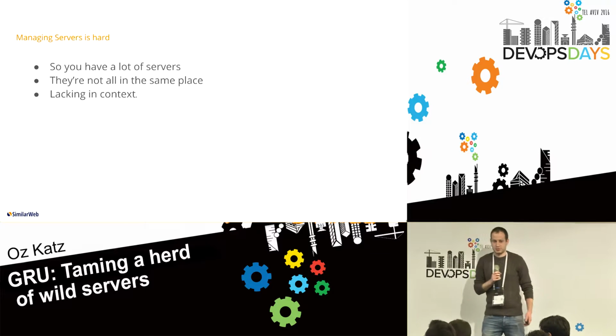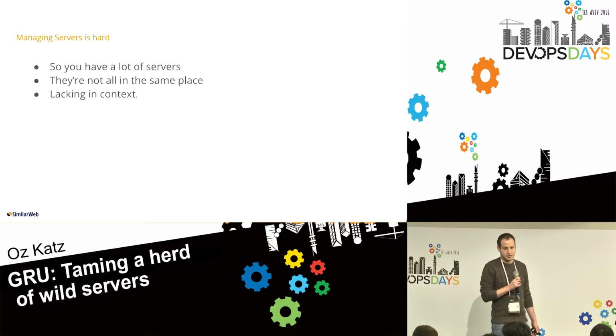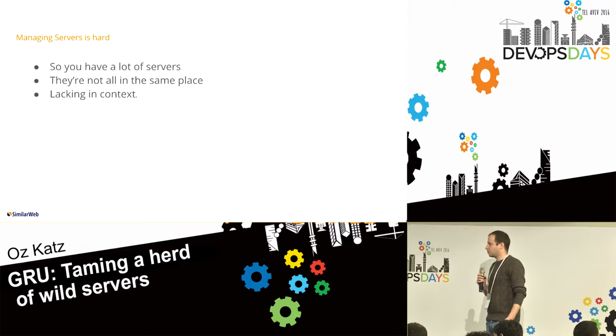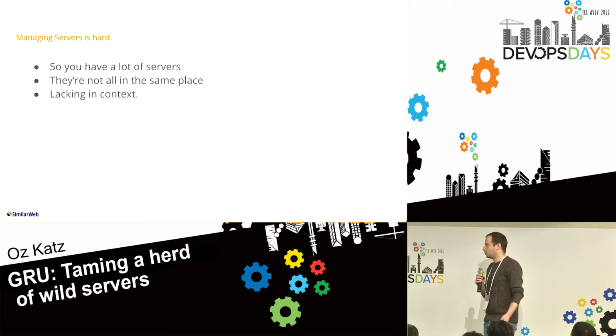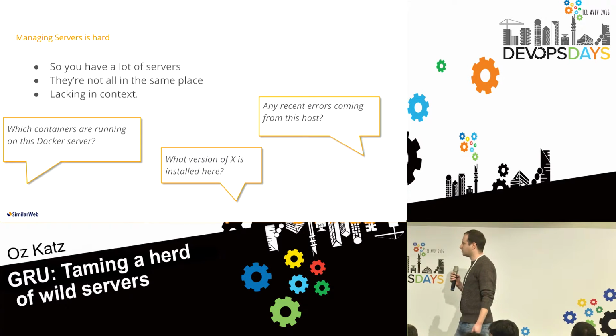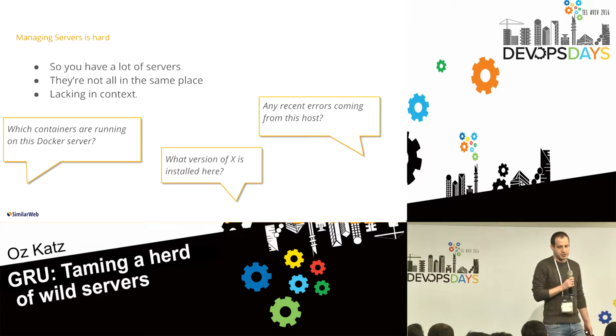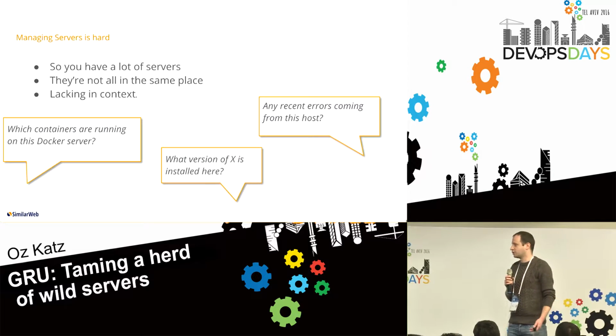And also, in many cases, we really don't have much context about them. So we know we have some list of servers. We know what their role is, but we don't always know what's running inside. So for example, if I have a Docker server, it might not be easy to answer simple questions like what containers are actually running inside there, or what versions of a package I have.